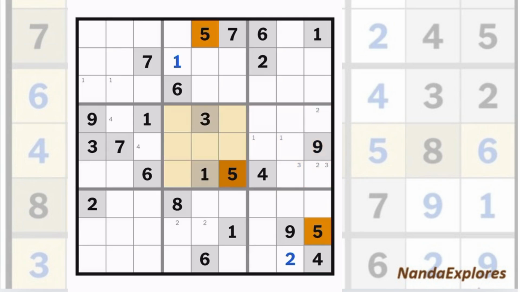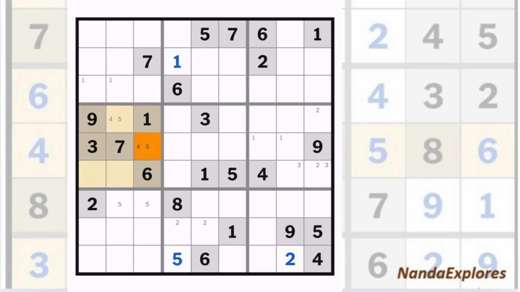Go to 5. Here we get a cell where 5 is a unique number. And here we get two cells where 5 is a likely candidate in this block. And similarly here also we get two cells where 5 is a likely candidate.